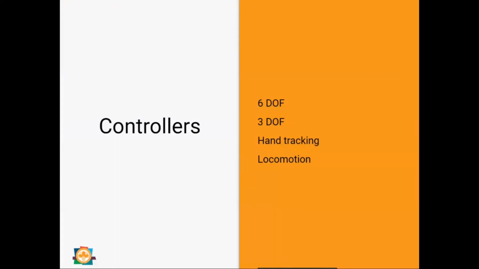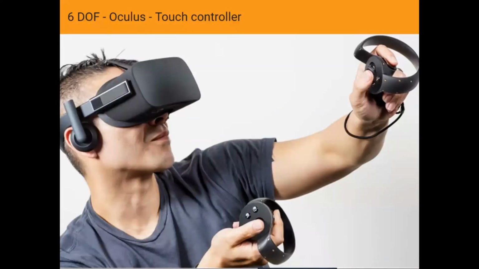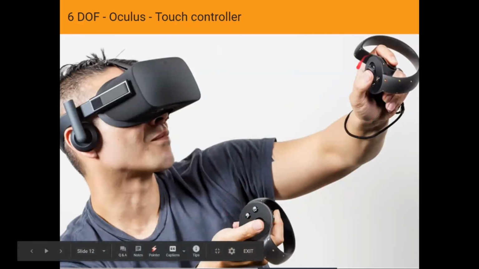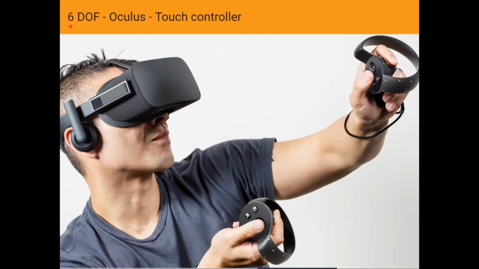Then we have controllers. So we talked a bit about headsets and projectors to experience virtual reality. But we also need controllers to interact with the environment. And there are different types of controllers that you can use for virtual reality. I'll show you just a few examples. The most common ones, if you are using a virtual reality system such as the Oculus or the HTC that I showed you earlier, are this kind of controllers that you hold in your hands, and these are what's usually called 6 degrees of freedom controllers.